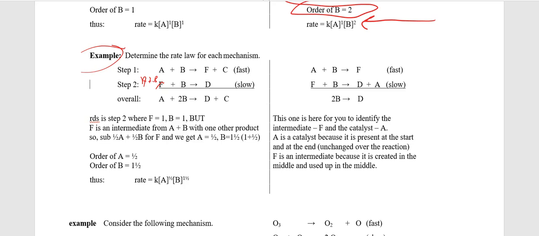All I'm going to say is, look, let's pretend that half of A goes to F, half of A goes to C. So we get half of A, half of B. I know that's really sloppy there, but it's neater down here. So we're going to sub half of A and half of B for F. So we get half an A, and B will be 1.5, because don't forget this other B right there. So we end up with orders that have fractions in them. The order of A would be a half, B would be 1.5.